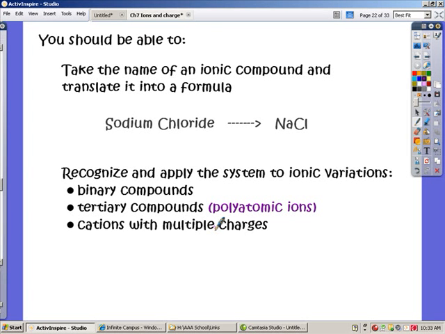Then we have tertiary compounds. These are ones that contain what we call polyatomic ions. A polyatomic ion is an ion that's made of many atoms. It's a group that stays together. And finally, some of the cations that we encounter will have more than one charge. And so we have to be able to account for that to make sure we're speaking of the correct cation.